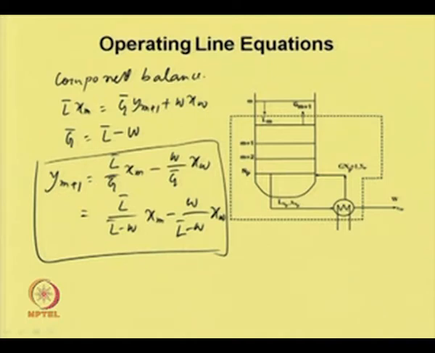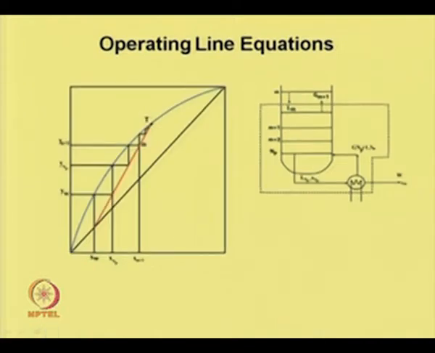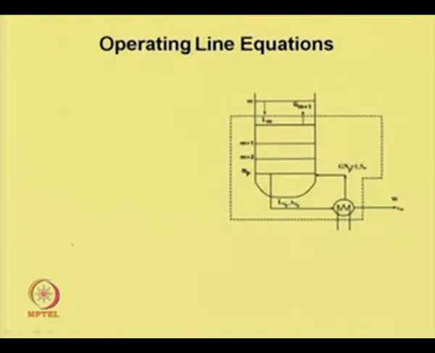If we know this slope and we know the x W, then we can plot the operating line with x W and the slope. In the rectifying section, we define the recycle ratio or the reflux ratio. We can define here R G, which is known as the boil-off ratio.